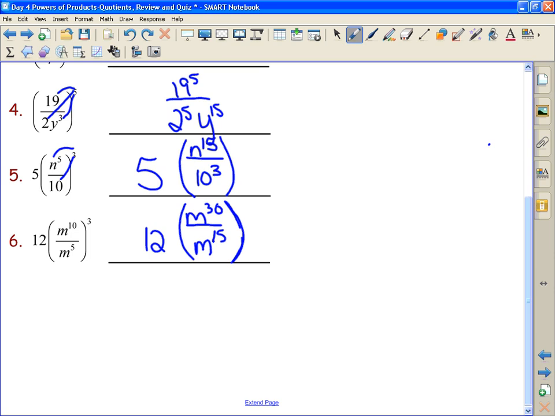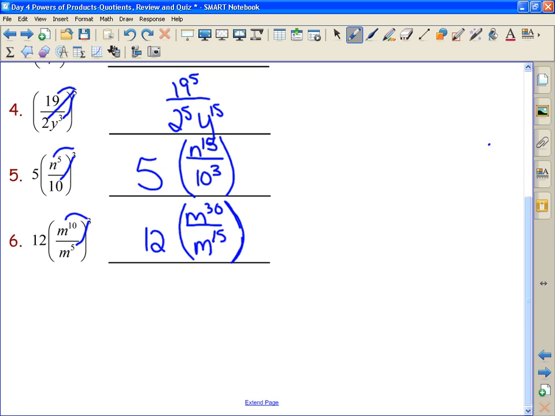Okay, and then finally, number 6. This one is the one that I was talking about before. Why do we have this property? It's so that we can simplify things down as far as possible. So we start, we're going to ignore that 12 on the outside. We're going to let him hang out there. We're going to give the exponent of 3 to everything on the top. So 10 times 3 gives me m to the 30 over m to the 5 times 3 is m to the 15.